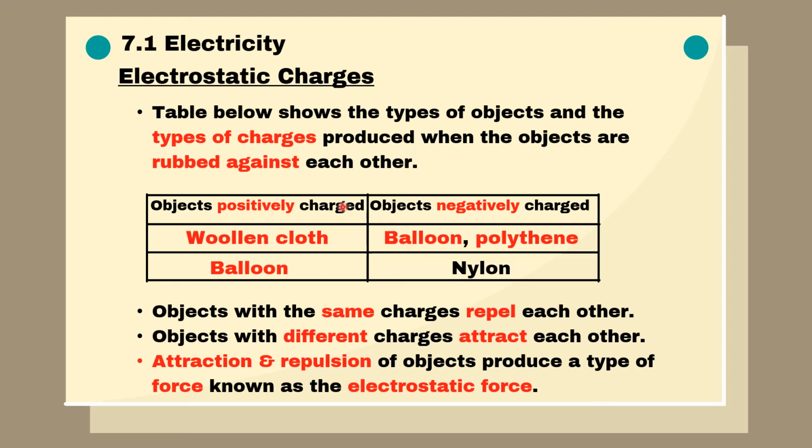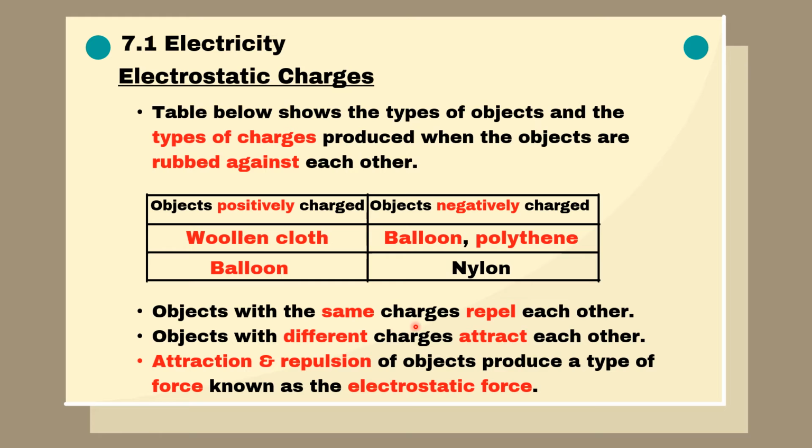Objects that are positively charged, woolen cloth. Objects that are negatively charged, balloon and polyethylene, such as polyethylene rods. Objects that are positively charged is balloon. Objects that are negatively charged is nylon.